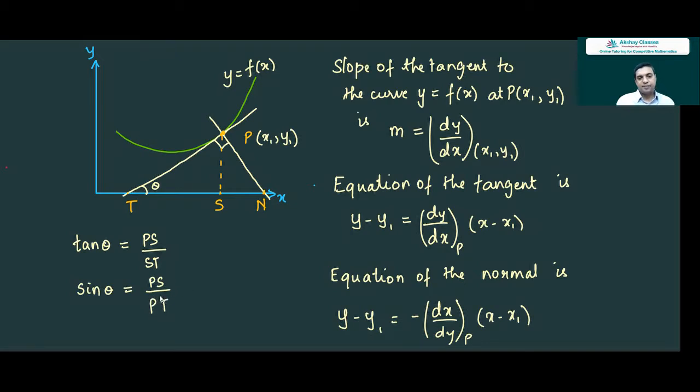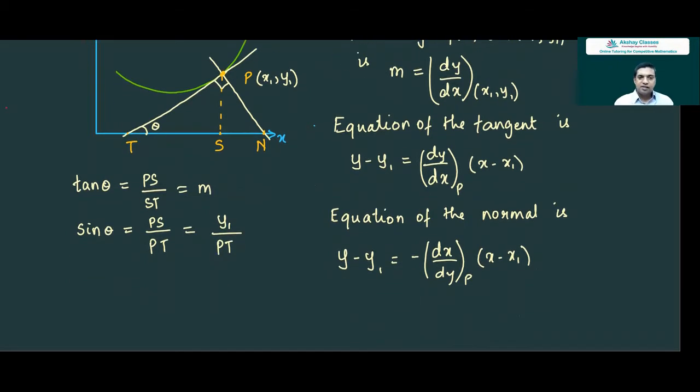And what is PS? PS is this value y. It is the y coordinate. In fact, the curve can be below the x-axis also. So in any case, we just write this as y1 upon PT. Now let's say tan theta is m, the slope. Tan theta is the slope of this line, and the slope of this line is the tangent to the curve, so that will be equal to m.